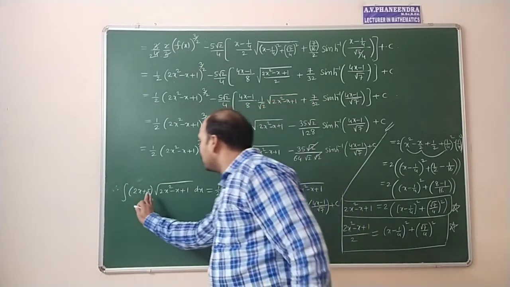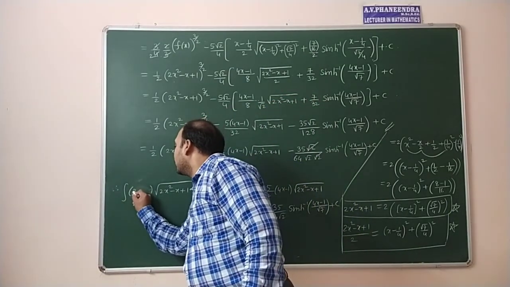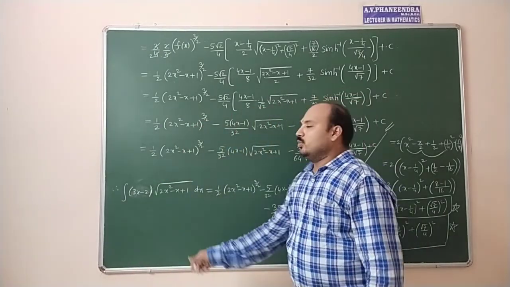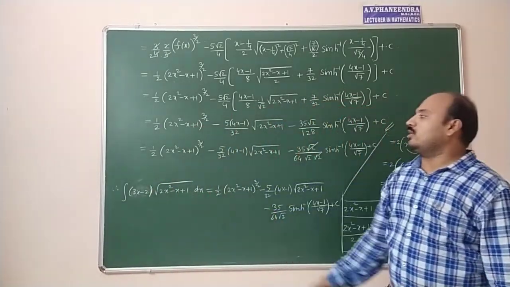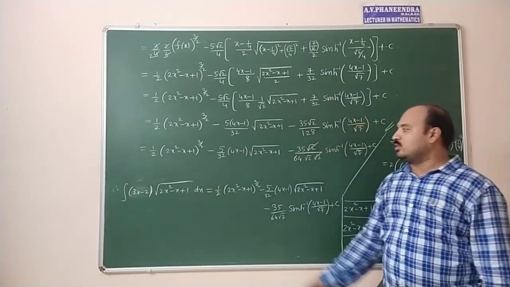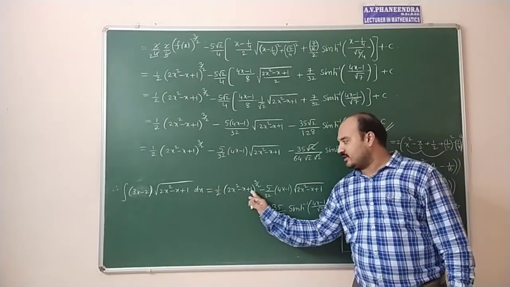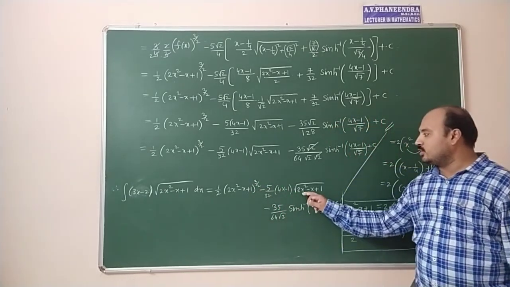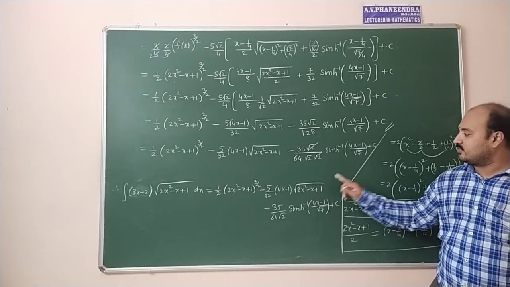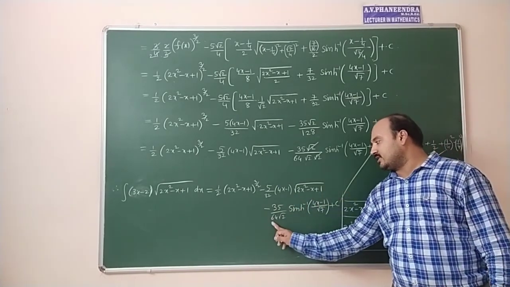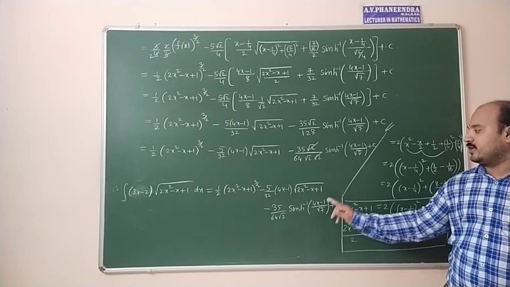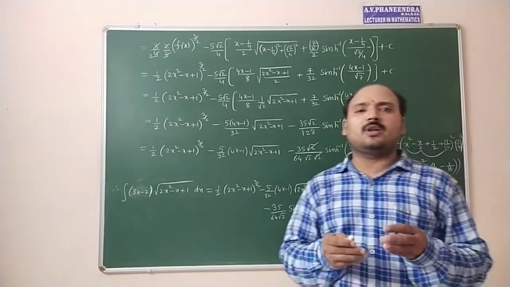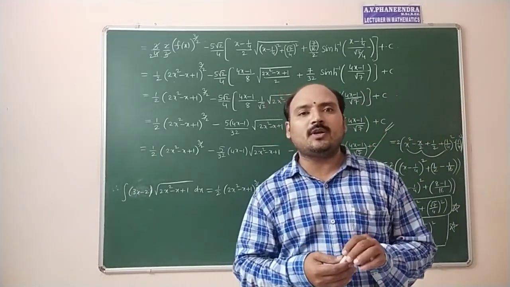It is 3x minus 2, not 3x plus 5. It is 3x minus 2 in the previous problem I wrote previously. So, 3 integral 3x minus 2 into square root of 2x square minus x plus 1 into dx, which is equal to half into (2x square minus x plus 1) whole power 3 by 2 minus 5 by 32 into 4x minus 1 into square root of 2x square minus x plus 1 minus 35 by 64 root 2 into sinh inverse of 4x minus 1 by root 7 plus c. Like this, you have to do that. It is lengthy, but if you know the procedure, you are able to do that.